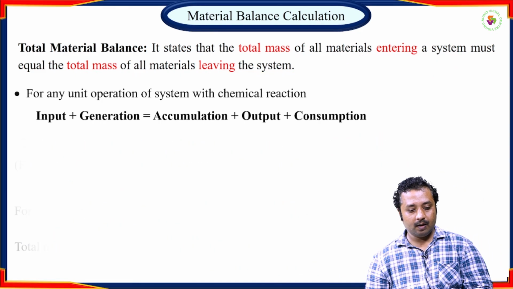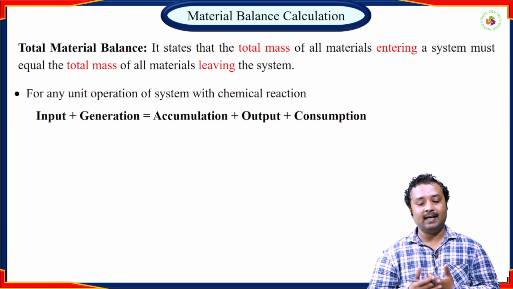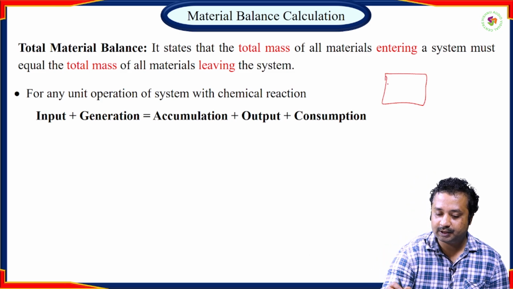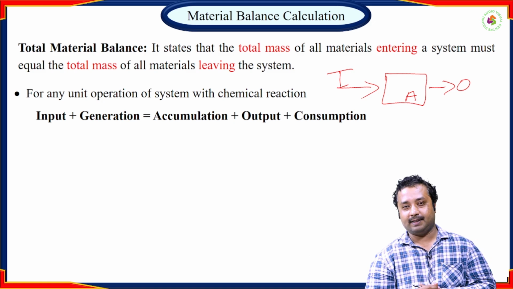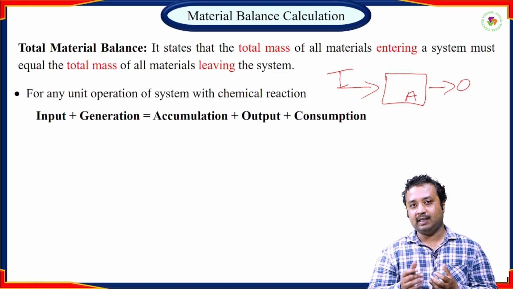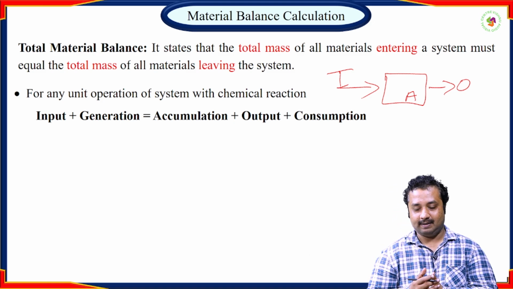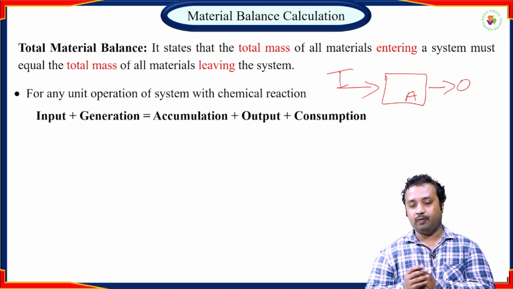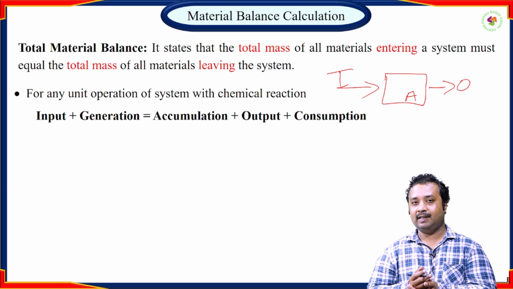Okay. So what if there is a chemical reaction? Now suppose consider this is our system, this is our input and this is our output, and as we discussed, we will have some accumulation within the system, or we can say that is the loss of the material. So input will be equal to output plus accumulation when no chemical reaction is happening.